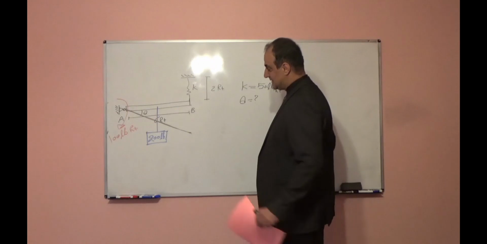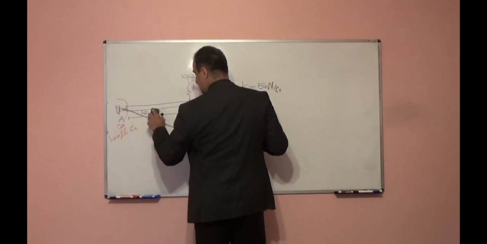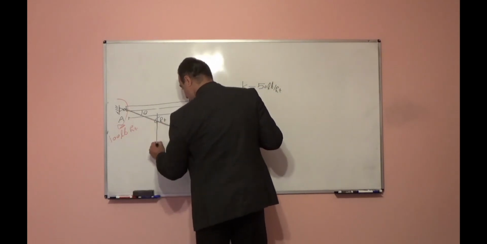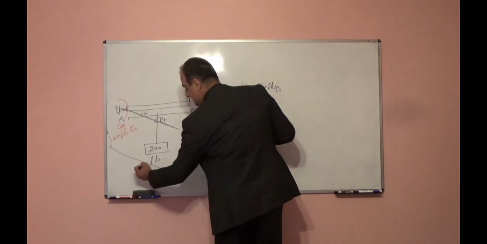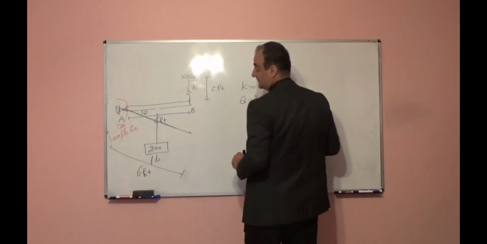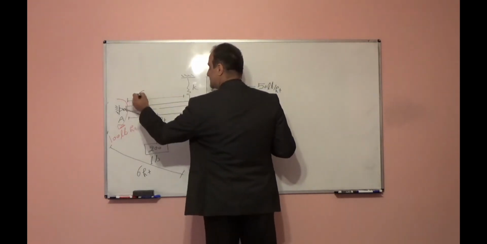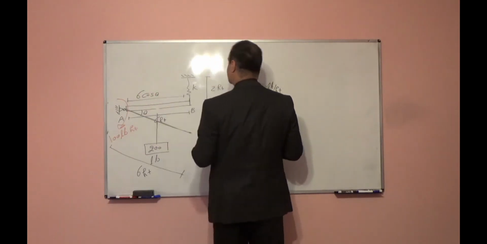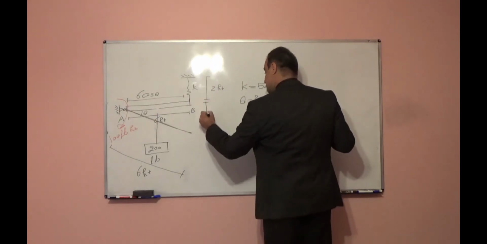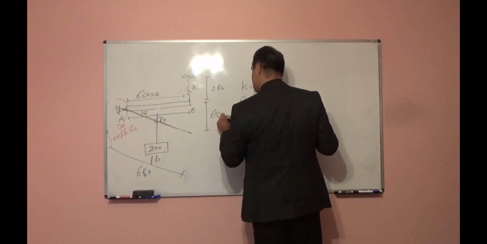So after adding this, what will happen? This block will move here, 200 pounds. Now this inclined length will be 6 feet. So the horizontal length now will be 6 cosine theta, the entire length. And this elongation will be 6 sine theta.